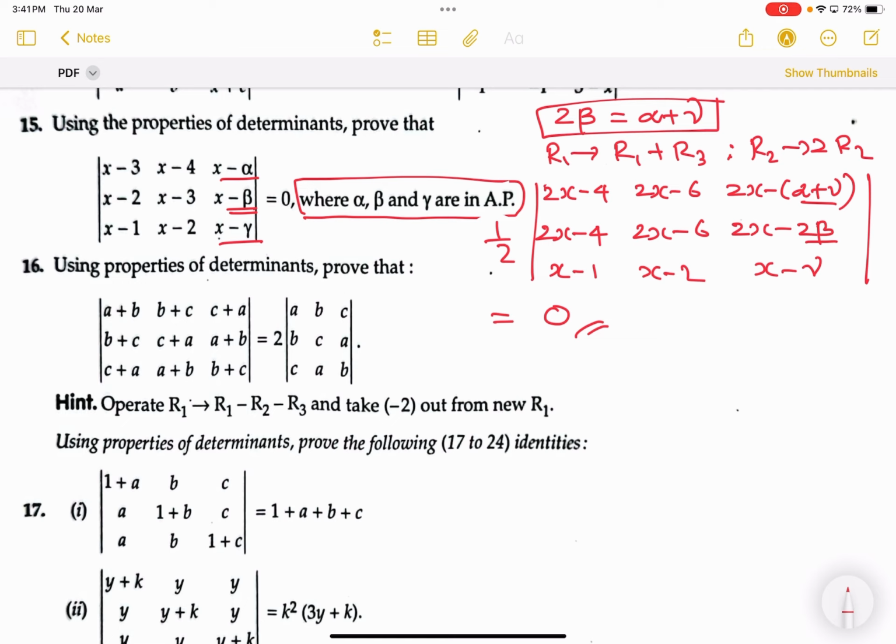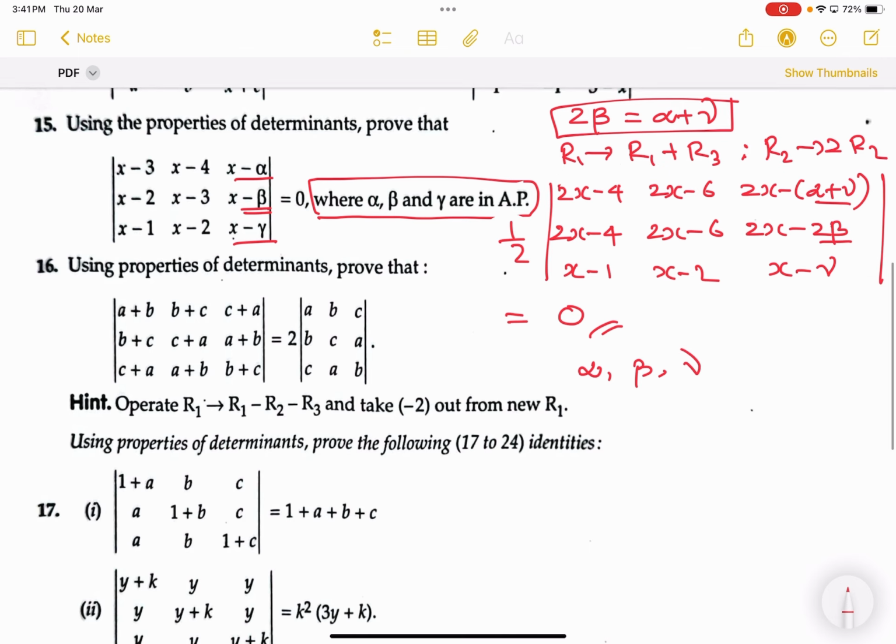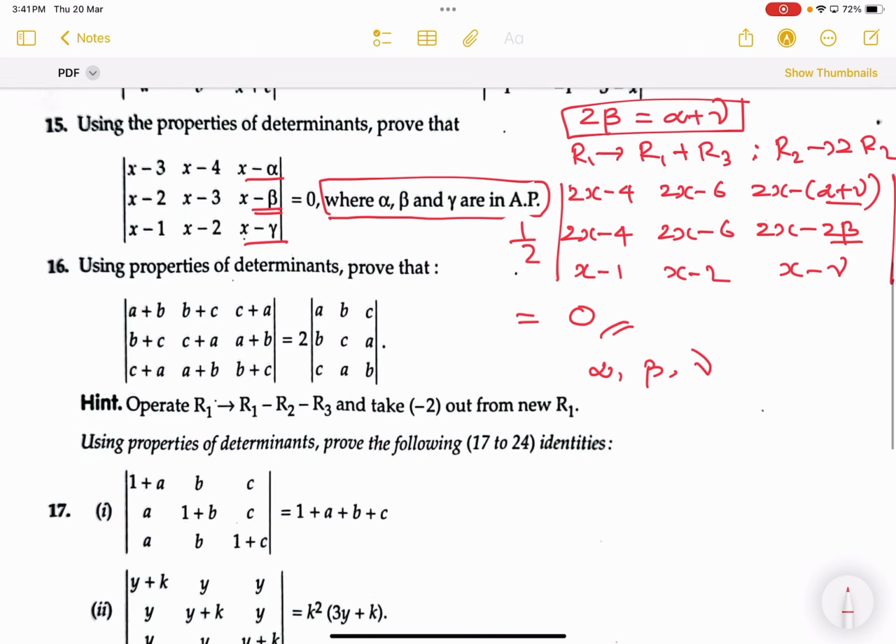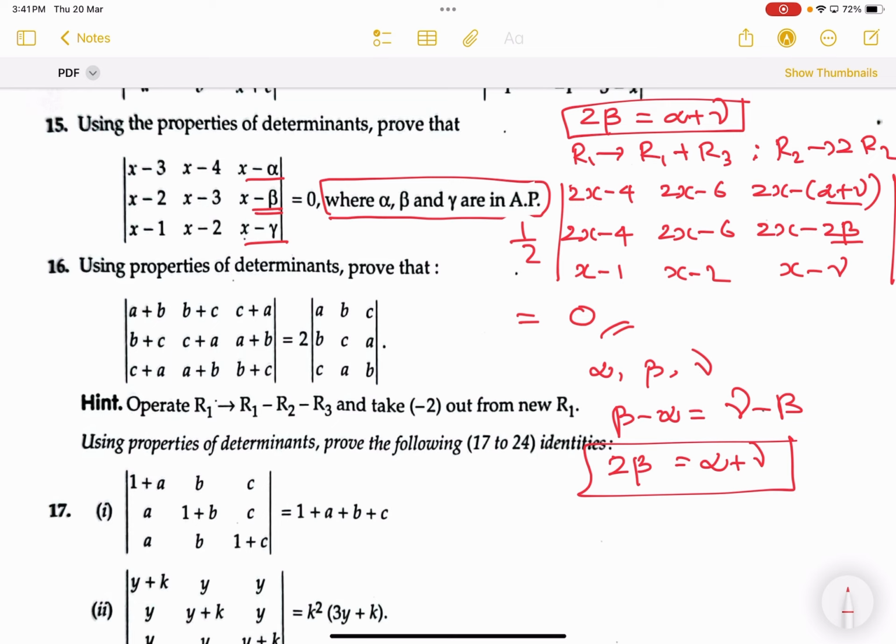Look at here. Alpha, beta and gamma are in AP. What is the meaning of that? Alpha, beta, gamma are in AP means the common difference is the same. That means beta minus alpha should be equal to gamma minus beta. From that only we are getting 2 beta is equal to alpha plus gamma. So this is the rule for three values being in AP, and this is what we have to prove. So we are trying to make it like that.